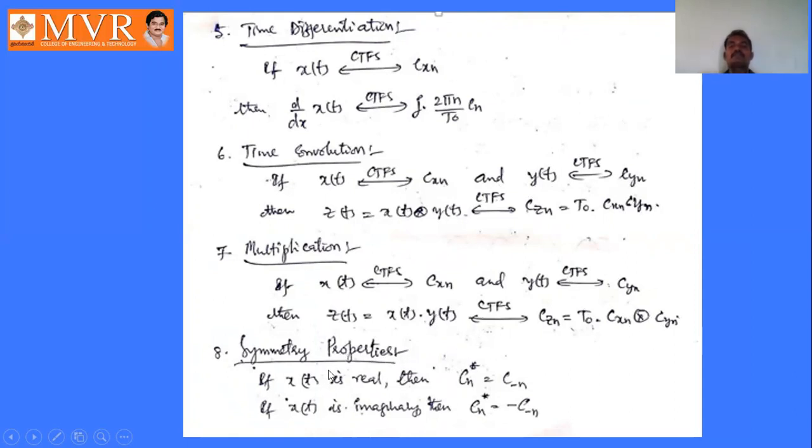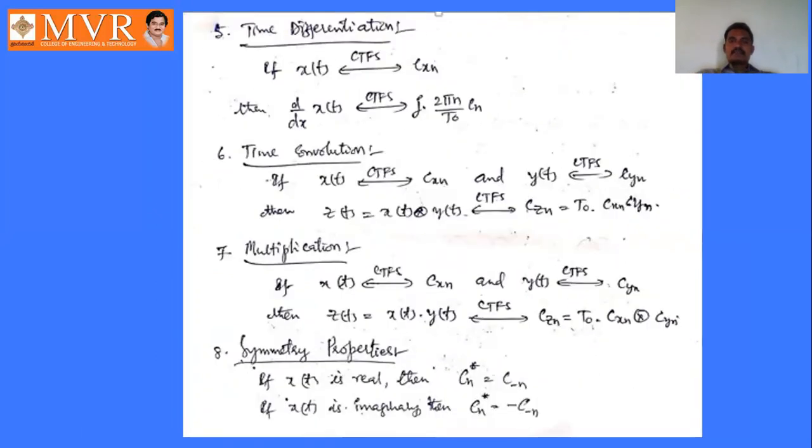Next, the last property is the symmetry property. It is defined as: if x of t is real, then c_n star becomes c_minus n, and if x of t is imaginary, then c_n star becomes minus of c_minus n. What is minus of c_minus n? It is the reversal of this one. So this is the symmetry property. If it is real, c_n star becomes c_minus n. If it is imaginary, then c_n star becomes minus c_minus n.